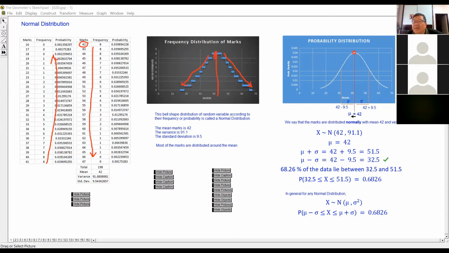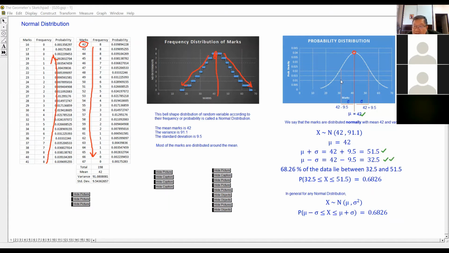Now, let's say our mean is 42. We are looking at this number here. The mean is 42, right? Now, the standard deviation is 9.5. So if I take 42 plus 9.5, it will be 51.5. So this line here is 51.5. And most of the students will be inside this range here, between 42 and 51.5.